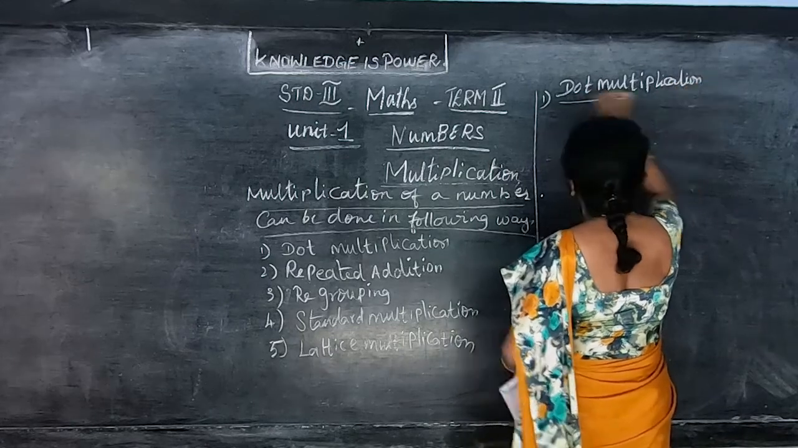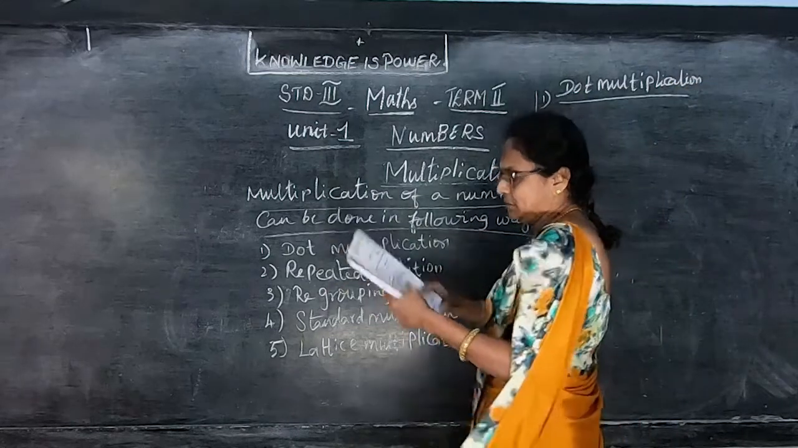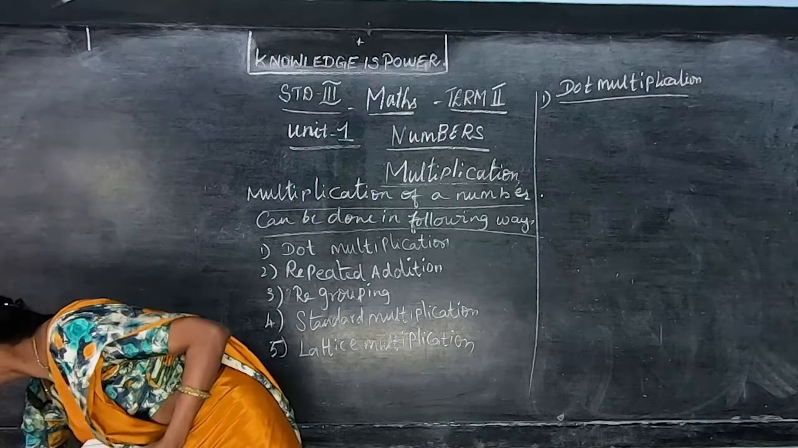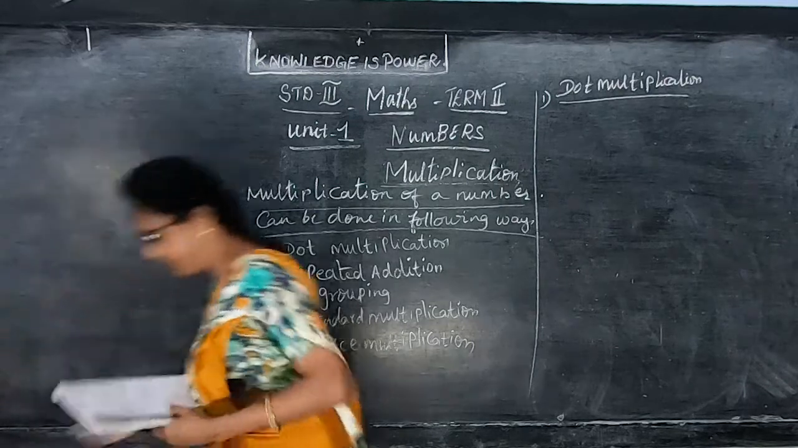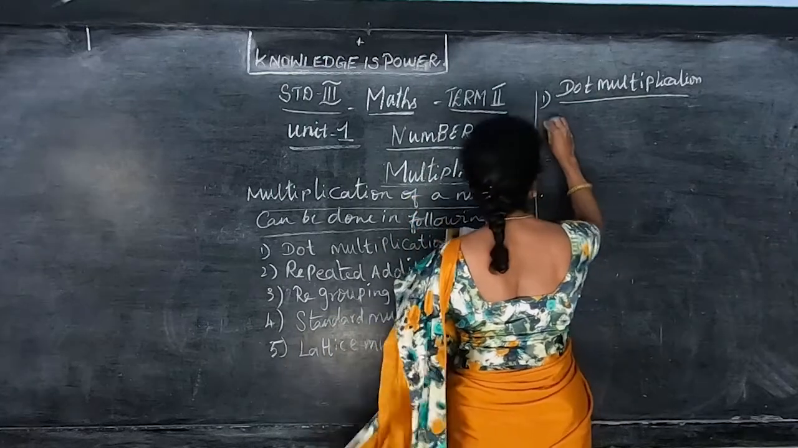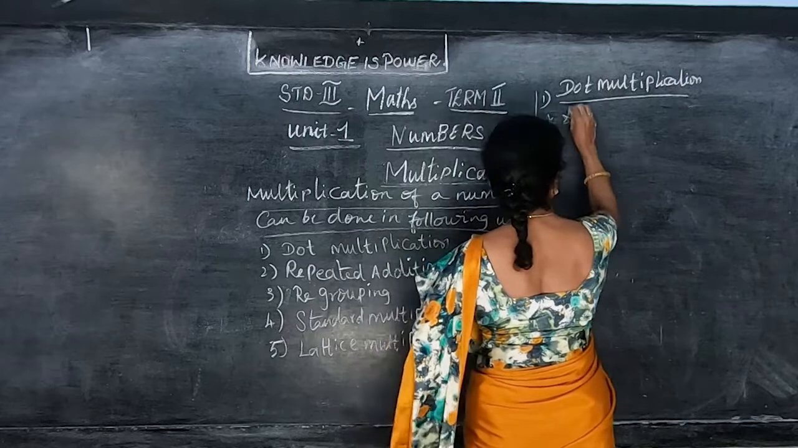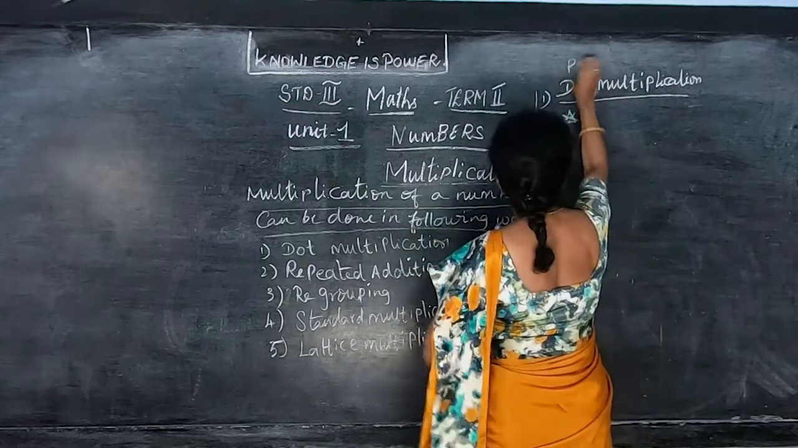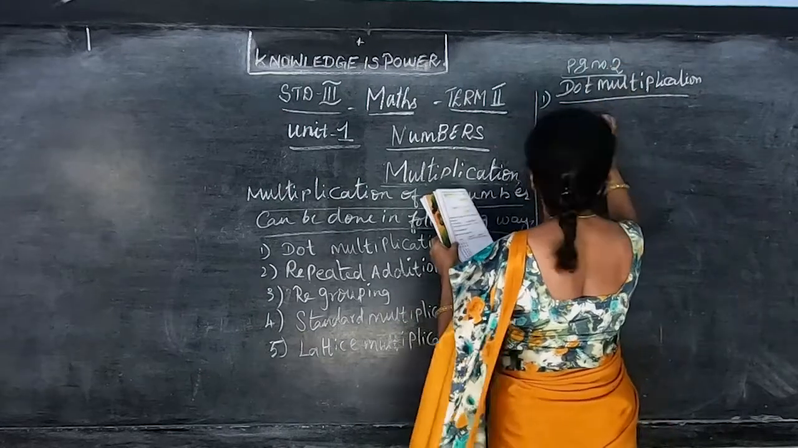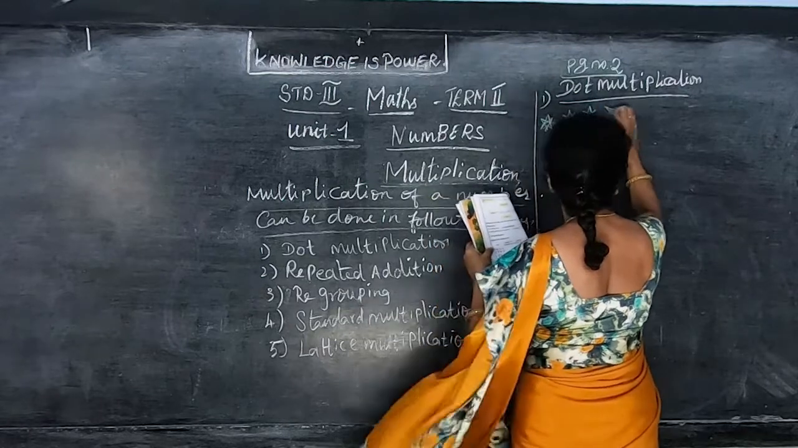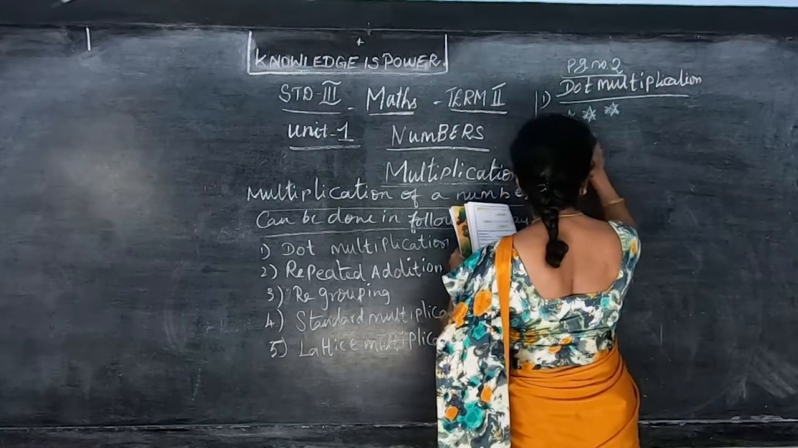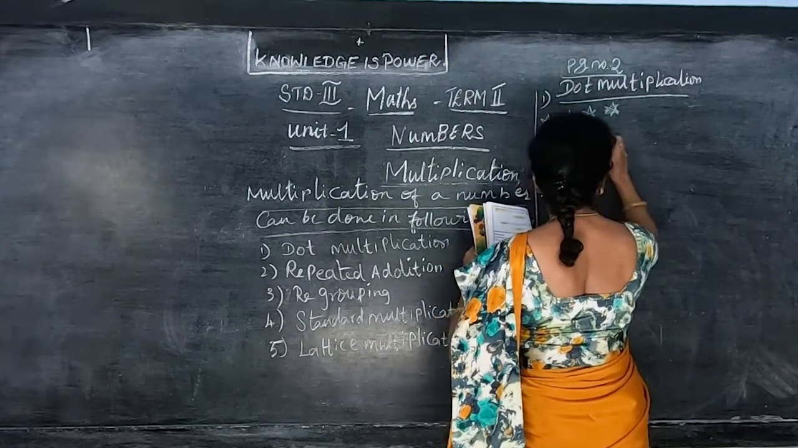In this dot multiplication, we can add stars in horizontal rows, vertical rows and columns. Here they have given the stars. So this is from page number 2. Here they have given some stars. So I will draw this.